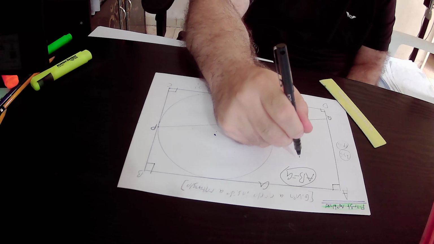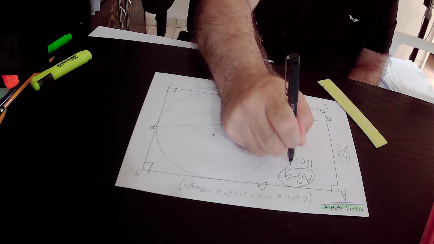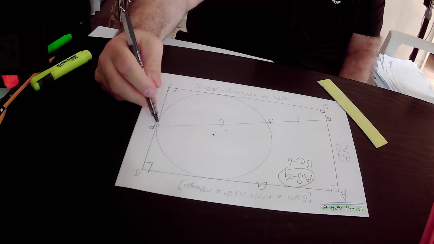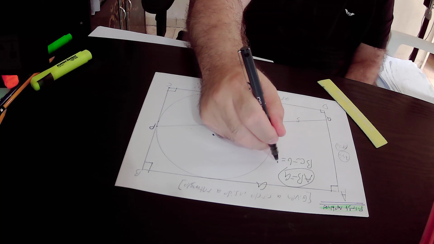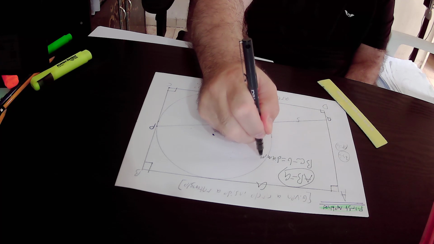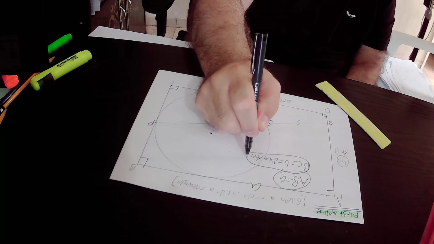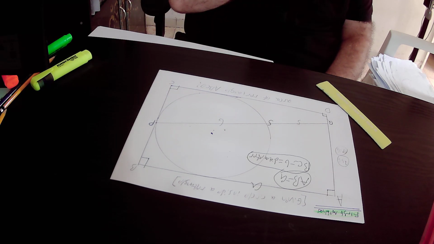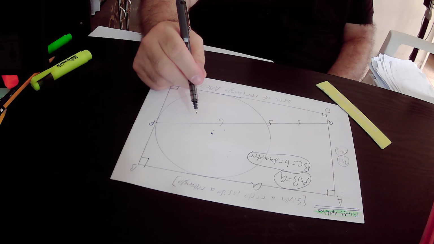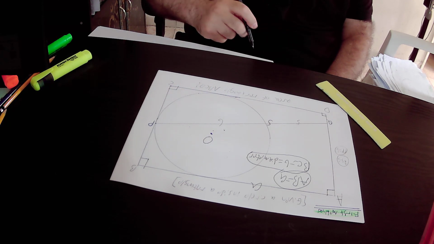We will define side BC as B. We know that BC is also the diameter of the circle, so I will write it down: B is the diameter of the circle. It's very easy to prove it, but we will not prove it in this lecture. And here we define the center of this circle as point O.